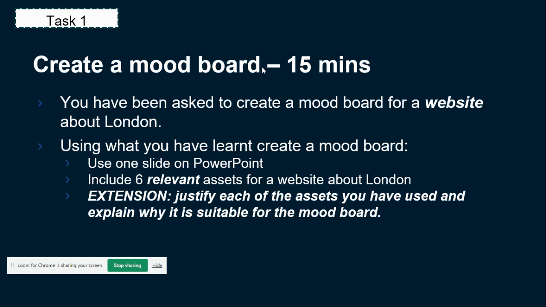So include 6 relevant assets for a website. Justify each. So the thing is, as it says, 6 relevant assets. Again, I don't want you to have any white space really, or any kind of blank space behind or between these images. I'd like you to fill it all up. Okay, so don't stop at 6. Do as many as you want. Okay, so fill up the mood board and make it as complete and full as you can.